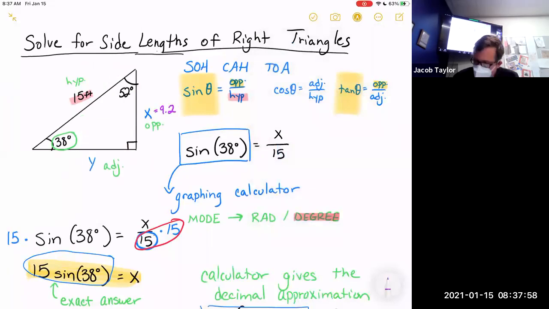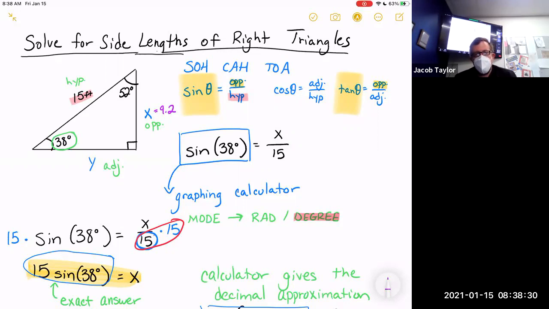Right, and there are 2 different ways you can get y. The best way to get y is to do trig again. And the reason that's the best way to do it is because if I do the Pythagorean theorem with 9.2, or even if I do the Pythagorean theorem with 9.2349, it's still going to give me an approximate answer. Now, in general, approximate answers are fine. Nobody's going to get super upset if you give an approximate answer. But if we can give a more exact answer, why wouldn't we?